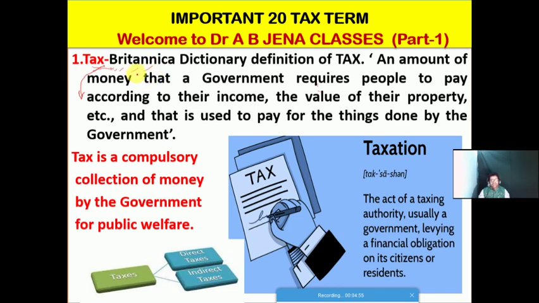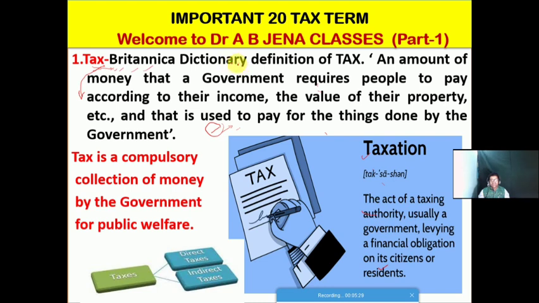So what is tax? Before that, the formal definition. What is the meaning of tax or taxation? It is the act of a taxing authority, that is the government, whether the central government, state government or local government. All of us are paying tax, whether direct tax or indirect tax, levying a financial obligation on its citizens or residents.